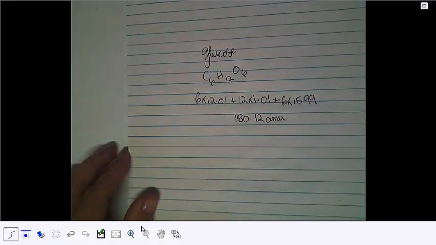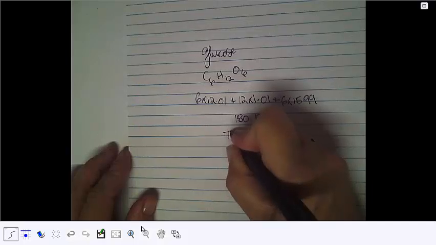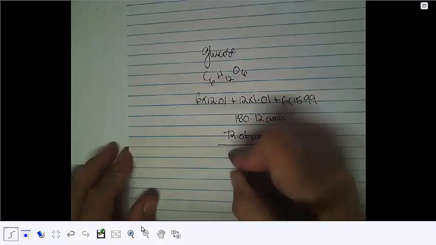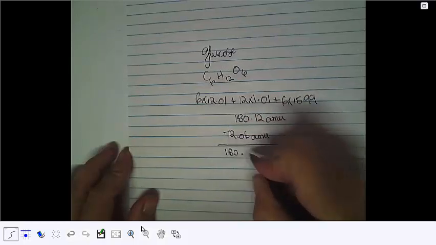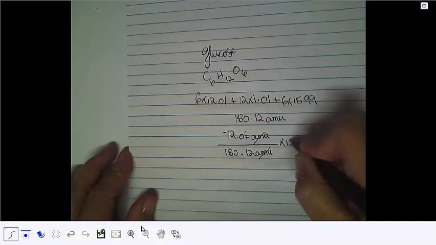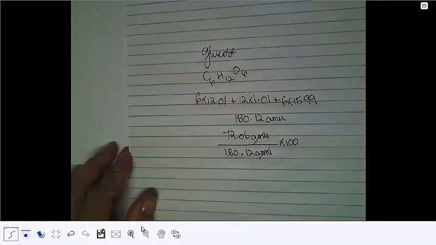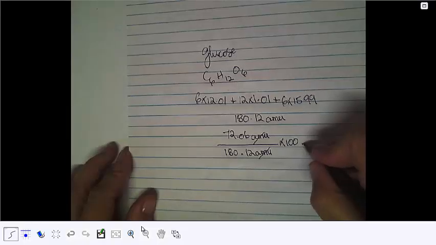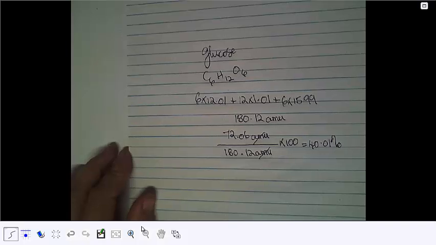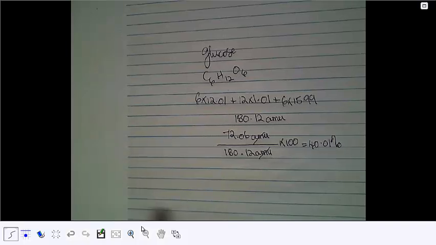Now we want the percentage carbon by mass in every molecule of glucose. So there are 6 carbon atoms. That is 72.06 atomic mass units. And we divide that by the total molecular mass, 180.12 atomic mass units. Atomic mass units cancel. We multiply by 100 to get percentage, and you should get a value of 40.01% carbon by mass in every glucose molecule.